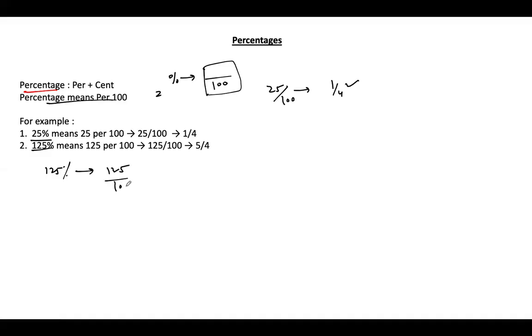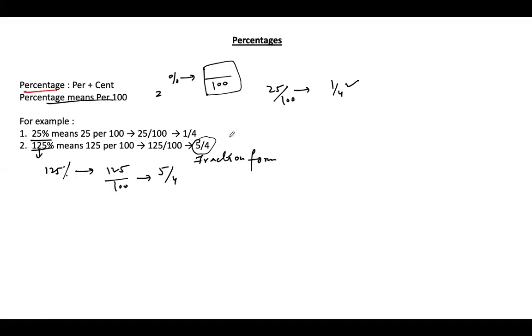If I say 25%, so this percentage sign means this. If I'm saying 25%, I'm saying 25 by 100. If I reduce this, it will come down to 1 by 4. Similarly, 125% would be 125 per 100, which is nothing but 5 by 4. So this is the fraction form, and this is the percentage form.